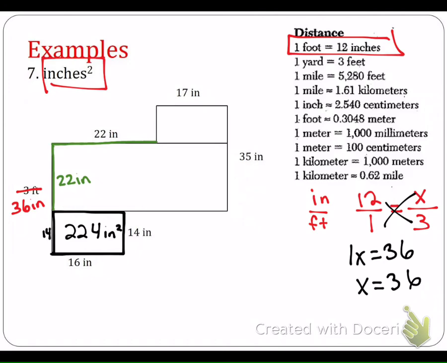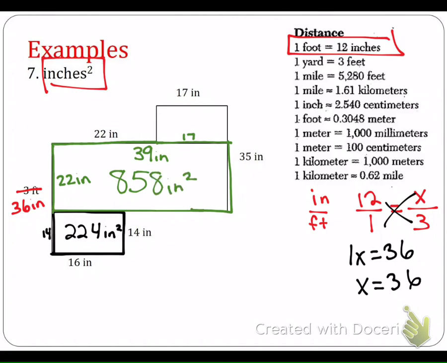So I have 22 and how long is this? 17. So what's 22 plus 17? 39. So the whole base of this green rectangle is 39 inches. Does everyone see where those dimensions came from? Okay. So I need to do 22 times 39. 858.